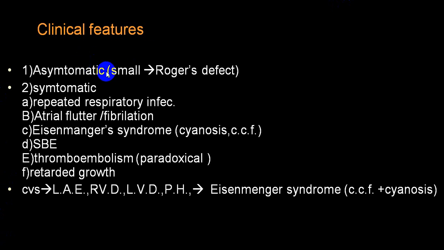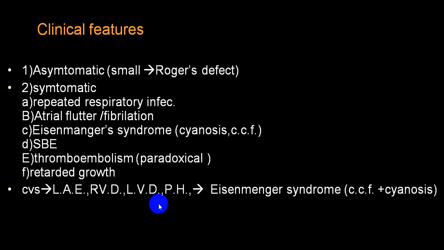So Roger's defect is usually asymptomatic. The moderate and severe variety will be symptomatic early. Initial symptoms are repeated respiratory tract infections. Because of left atrial dilatation, you can get atrial flutter, fibrillation, and thromboembolism. Once there is a reversal, cyanosis, congestive cardiac failure, hypoxia, and clubbing occur. Infective endocarditis is very common. You will develop paradoxical embolization, either from infective endocarditis or from RV thrombi, and retarded growth.